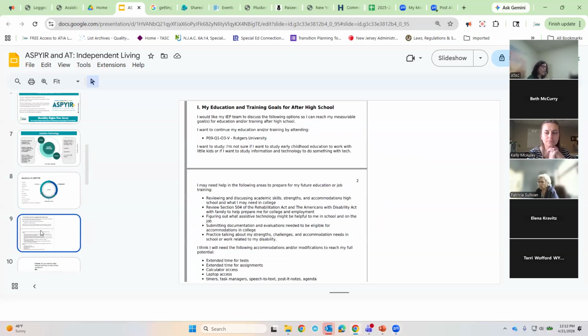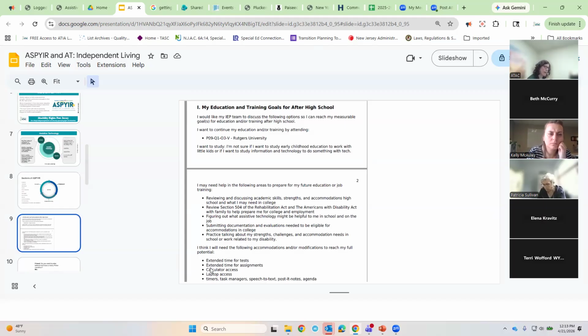So coming into the actual results and looking at what they look like, this section of the results, you can see at the top, focuses on education and training goals after high school. However, I would like to direct your attention to the bottom of the slide. It is a little bit difficult to read, and I apologize for that. It says, I think I will need the following accommodations and/or modifications to reach my potential.